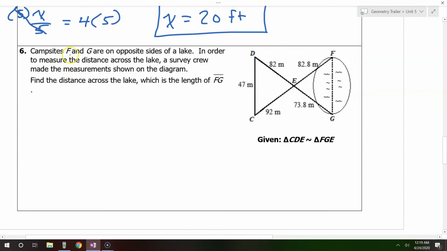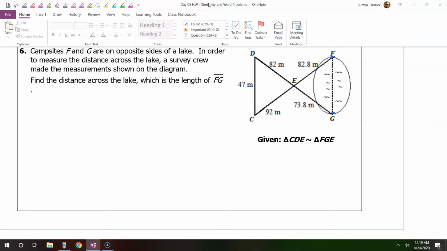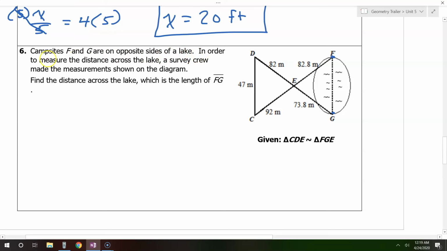Okay, last one. Campsites F and G are on opposite sides of a lake. Okay, here's campsite F, here's campsite G. Fine. In order to measure the distance across the lake, a survey crew made the measurements shown in the diagram. All right. Find the distance across the lake, which is the length of segment FG. All right, that is fine and dandy. We've got similar triangles here.